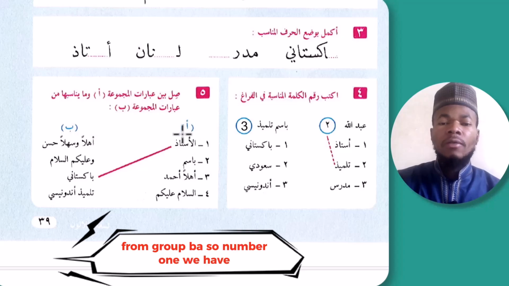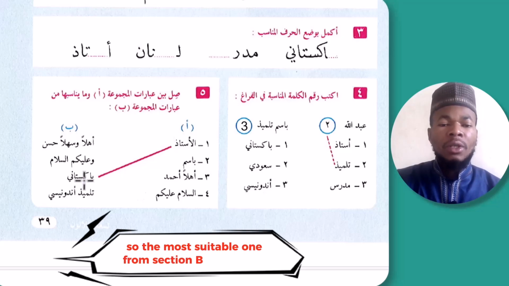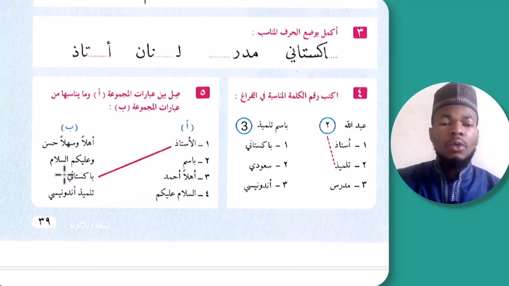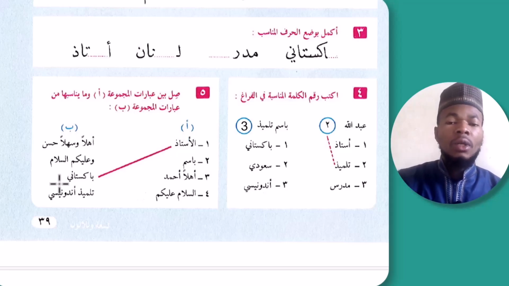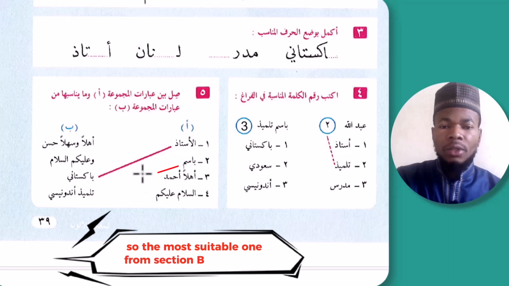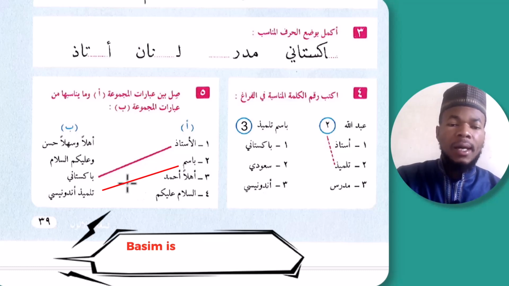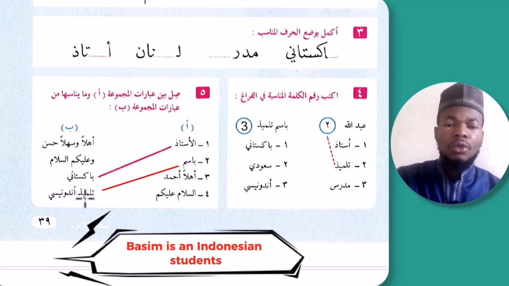So number one, we have al-ustadhu, that is the teacher. So the most suitable one from section B is Pakistaniyun, that is al-ustadhu Pakistaniyun. The teacher is a Pakistani. So number two, we have Basimun. So the most suitable one from section B is Basimun Tilmidun Andonesiyun. Basim is an Indonesian student.